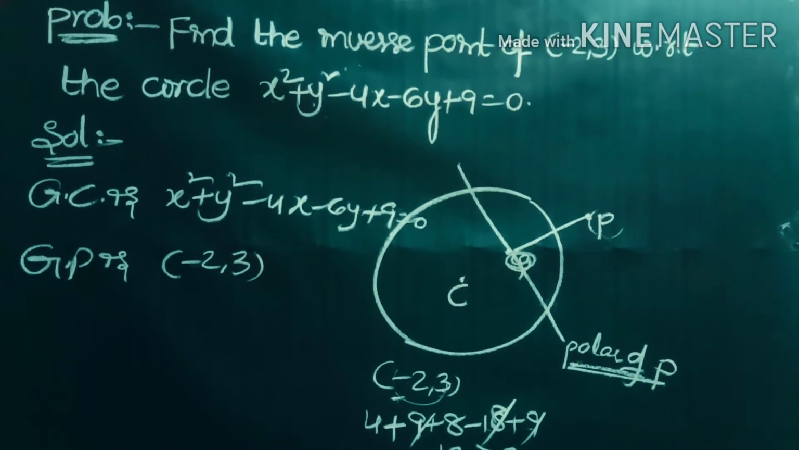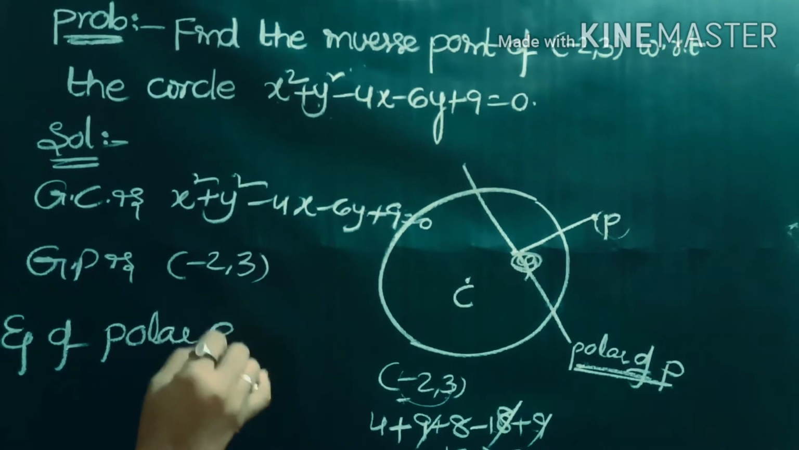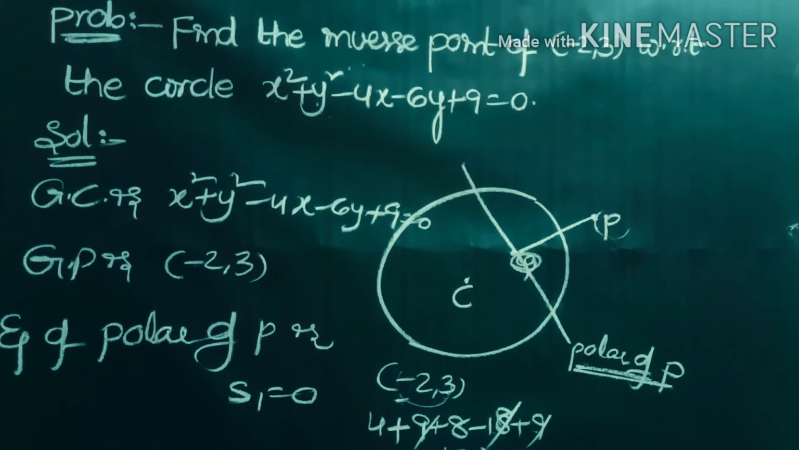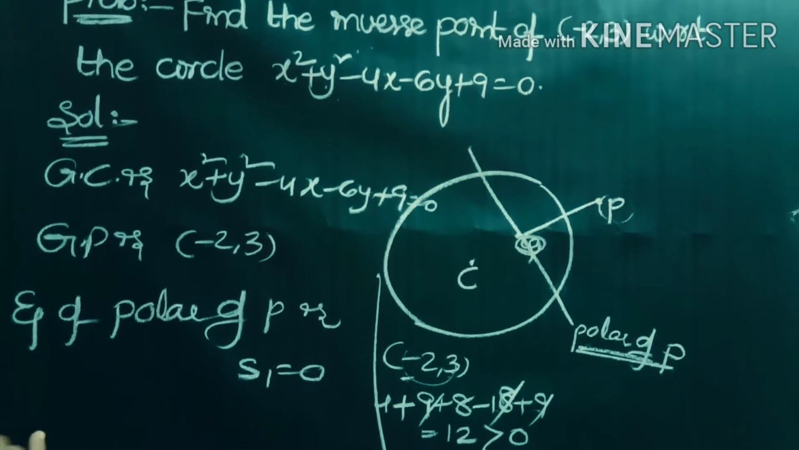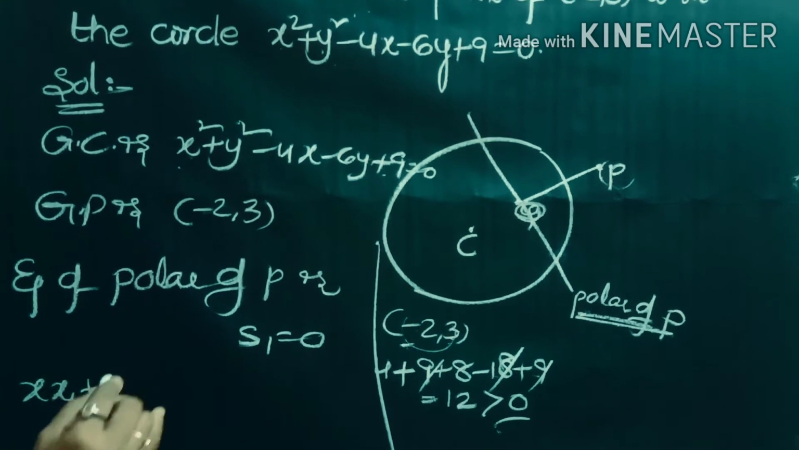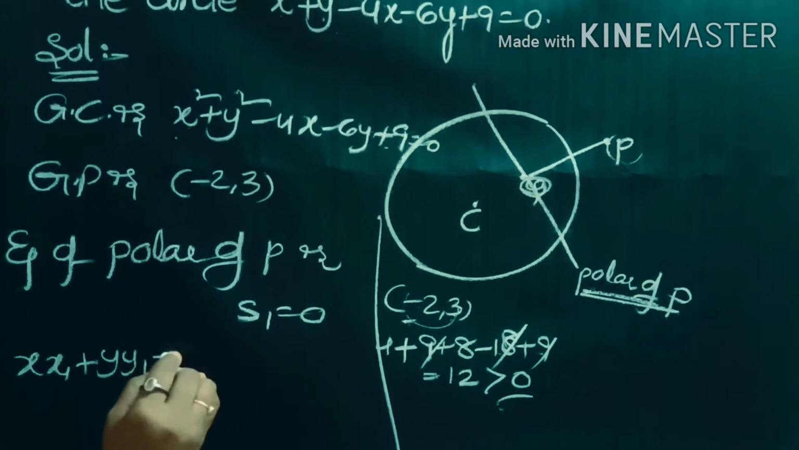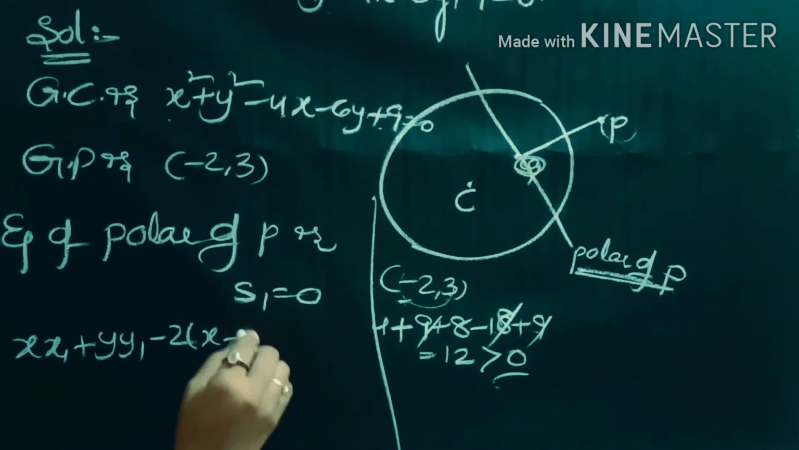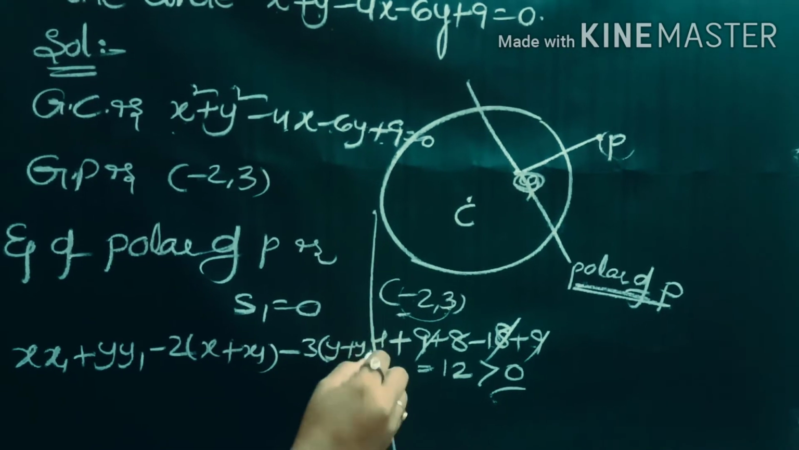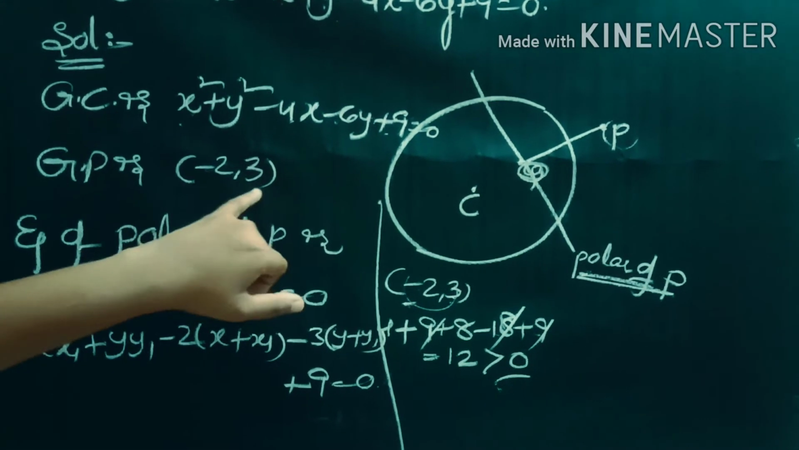Now, finding the polar equation. The equation of the polar of P is S1 equals 0. In S1 notation, for the circle S = 0: x square becomes x x1, y square becomes y y1, minus 4x: take half of the value, minus 2 into x plus x1. Here also taking half of the value, minus 3 into y plus y1, plus 9 equals 0. And here in place of x1, y1 we take (-2, 3).